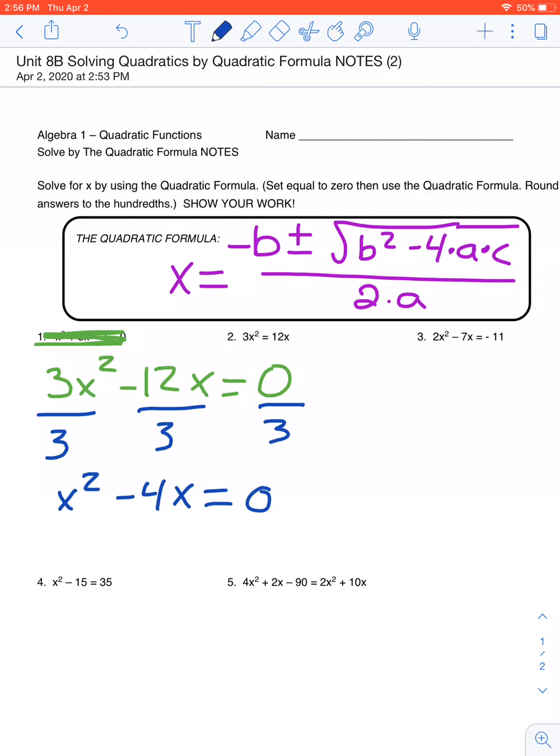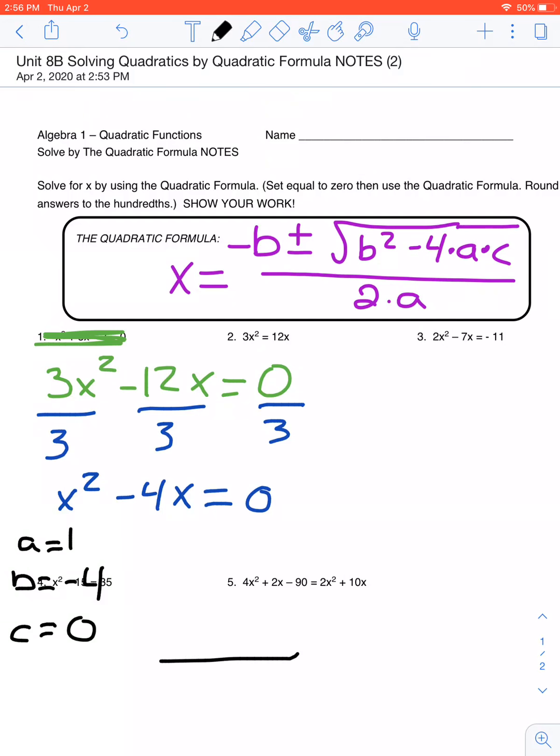Okay? So then like yesterday, what I do is I identify my a, which is 1, my b, which is negative 4, and my c, which is 0. Like I said yesterday, it's okay for b and c to be 0. It's not okay for a to be 0. So if you're ever doing a problem and you get a equals 0, you did something wrong. So make sure you're just aware of what's going on there.